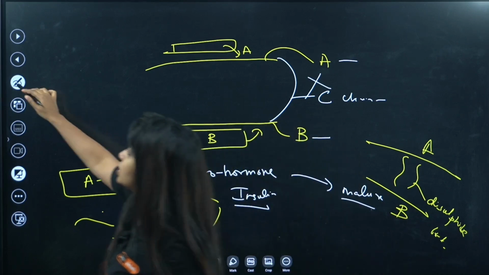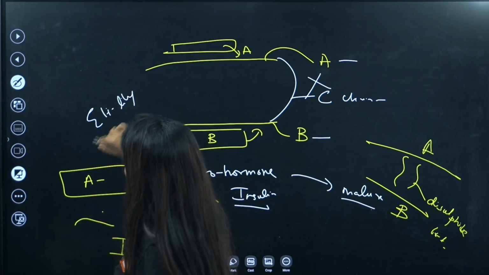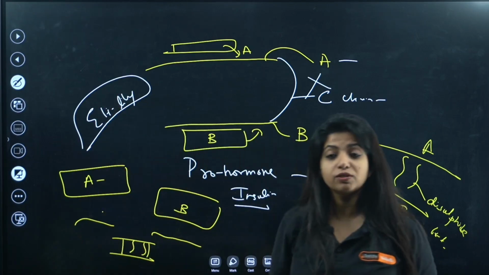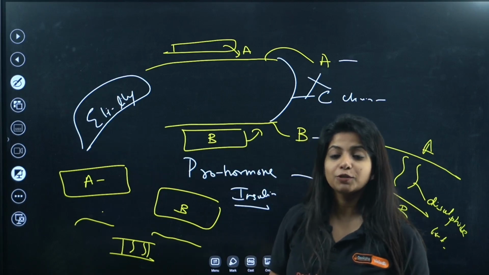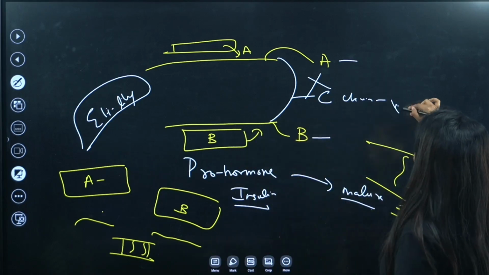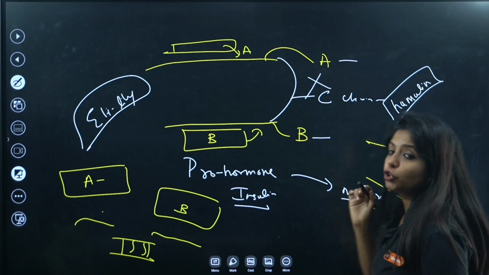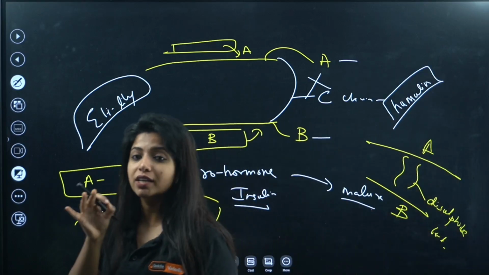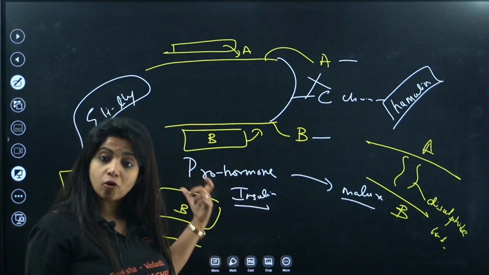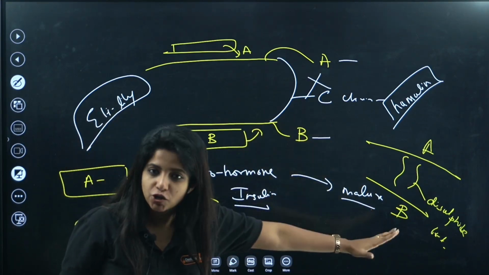This idea was given by a pharmaceutical company known as Eli Lilly, which is still there and is very famous. Eli Lilly was the first to produce human insulin with the help of E. coli, and this human insulin is known as humulin. Always remember, insulin has a pro hormone version and a mature version.